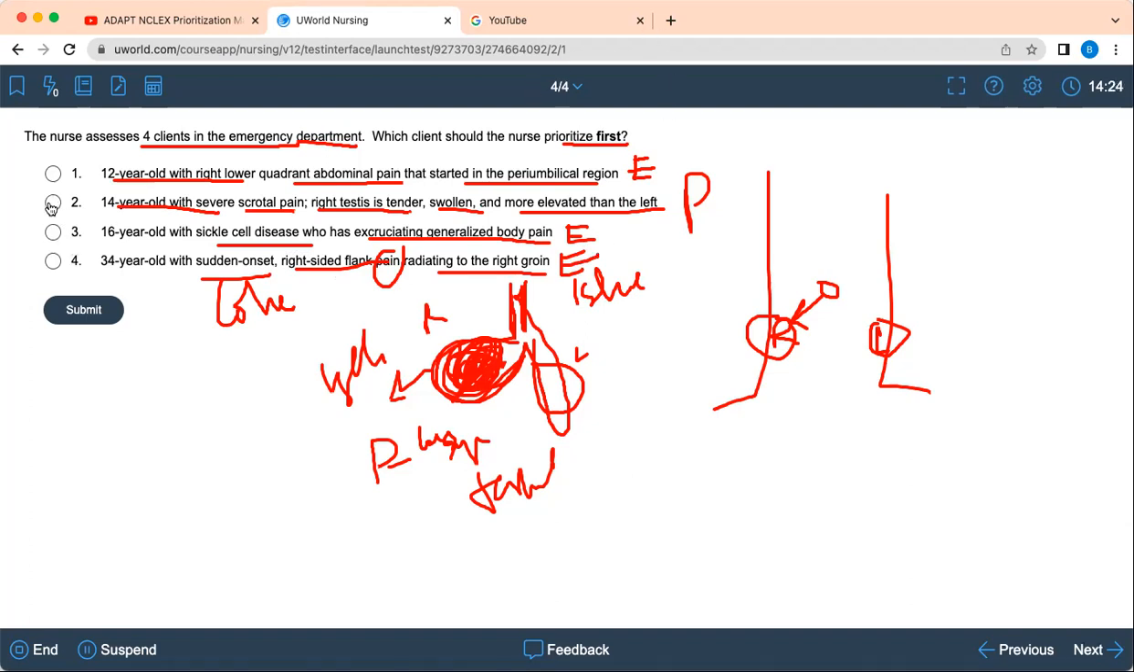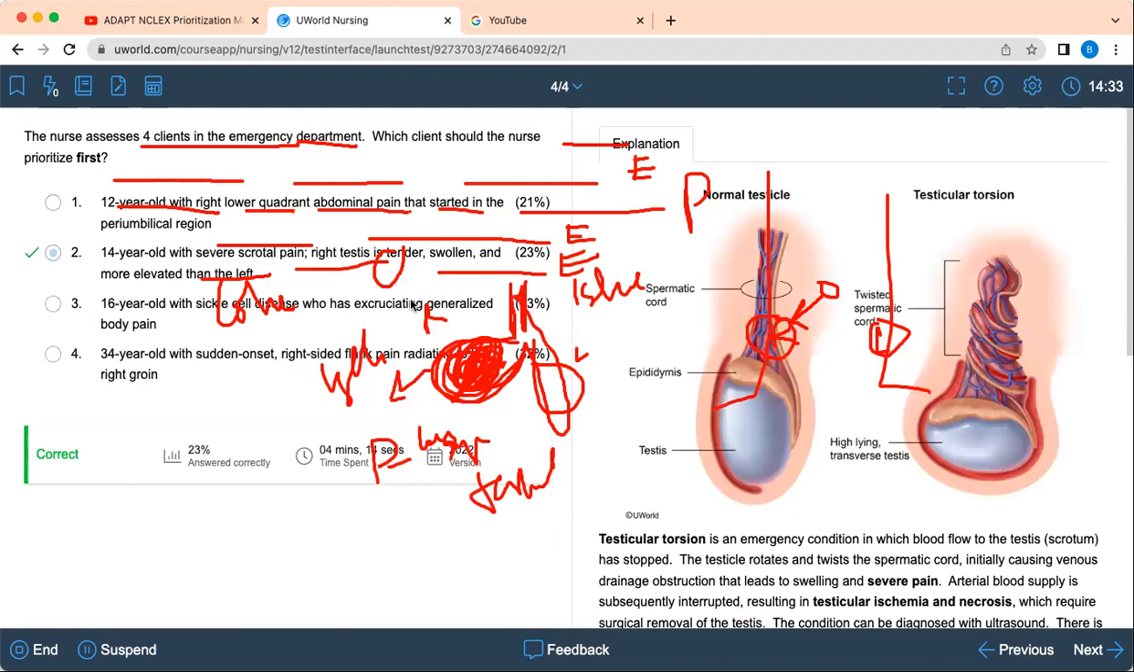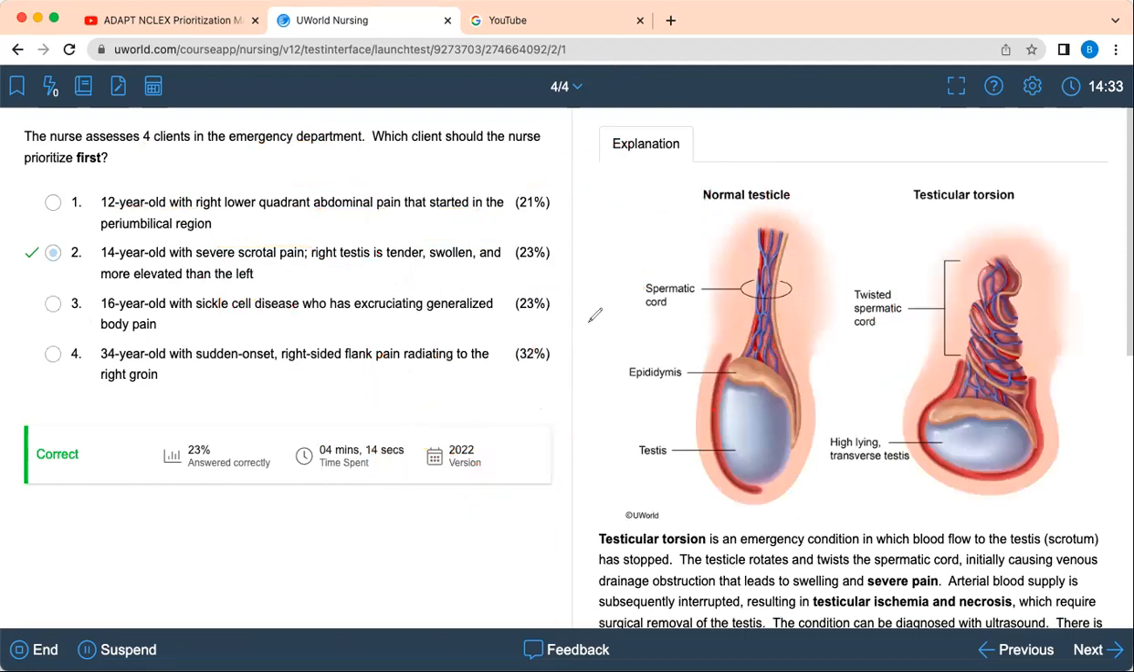And therefore, we'll pick number 2 as the right answer as our priority, since we're looking for being sharp instead of being expected. And as you can see, 32% of people chose this because it's very tricky because of the sudden right flank pain radiating. It has all the buzzwords, but this is not the priority patient you should worry about.